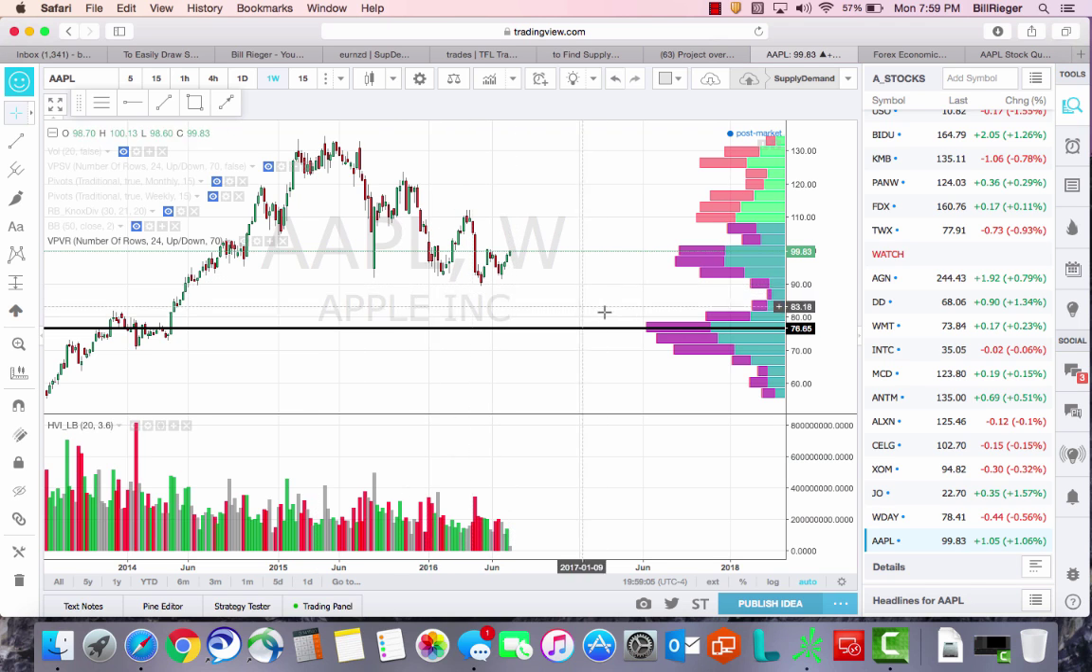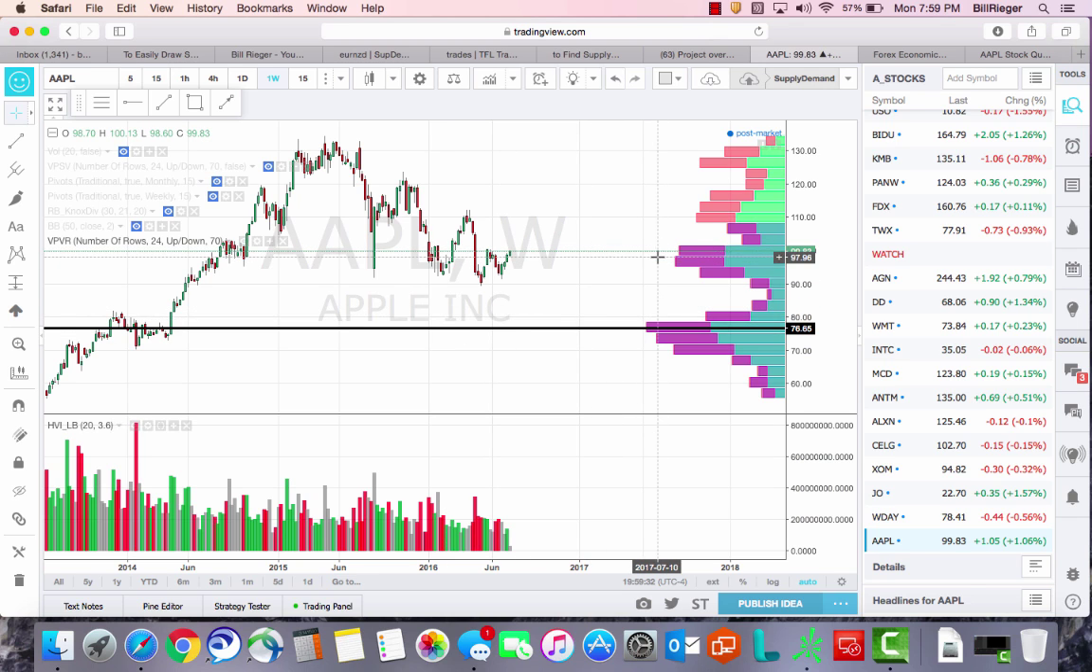Again, here's the weekly. Here's my volume profile analysis tool on the right. Here's my volume indicator on the bottom. Right now I have my volume profile analysis tool going back to just about exactly 3 years from now. And the highest volume bar is at 75.79. So I'm thinking that this is going to move back down towards here.